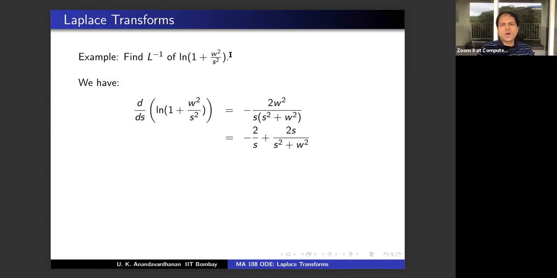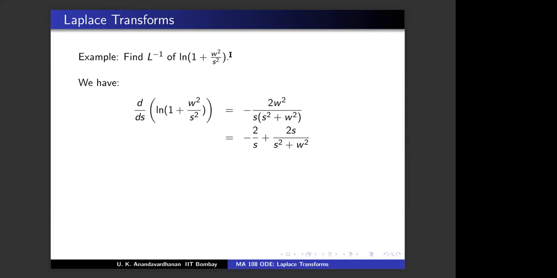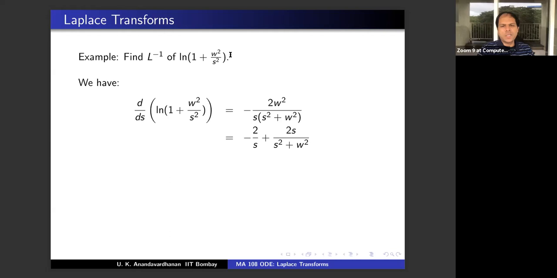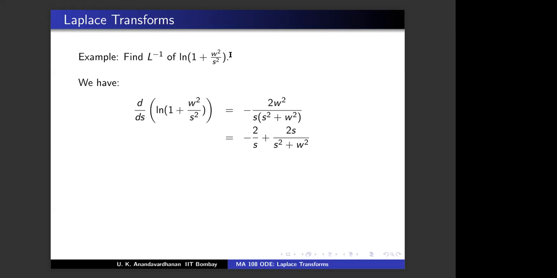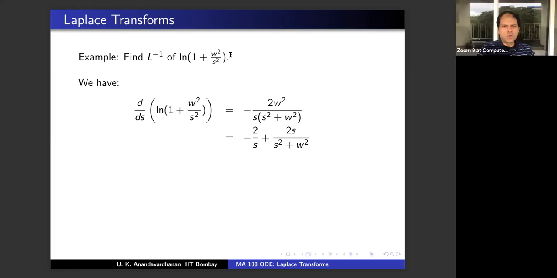Okay. So now both sides you know well. What is the inverse Laplace transform of minus 2 by s? Constant function, minus 2. What is the inverse Laplace transform of 2s by s² plus w²? 2 cos wt. So I have written it as minus of L of 2 minus 2 cos wt. Agree?